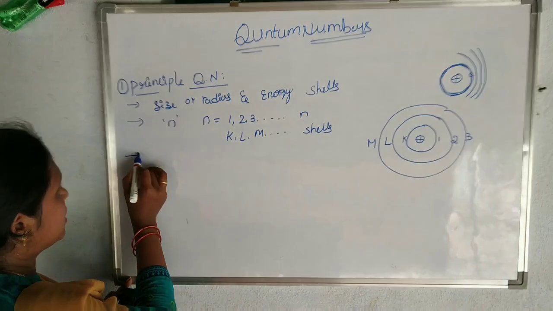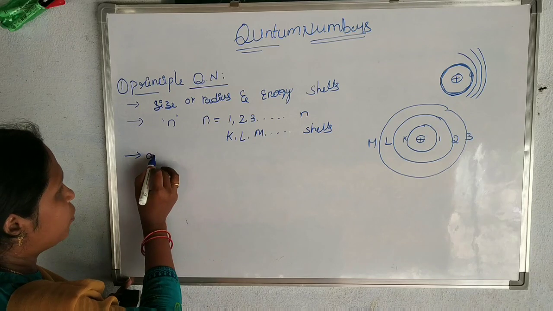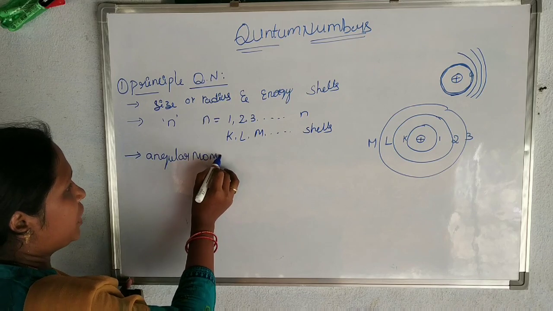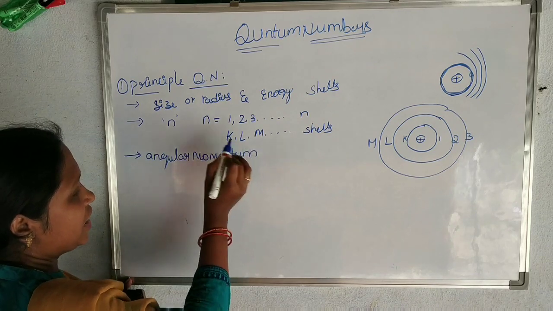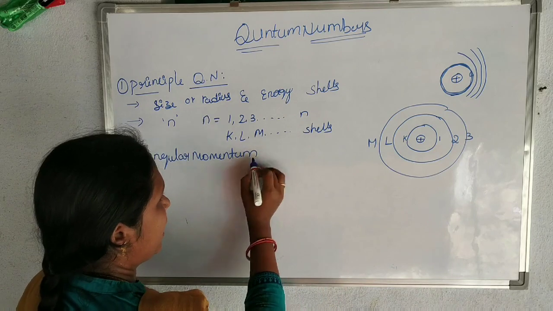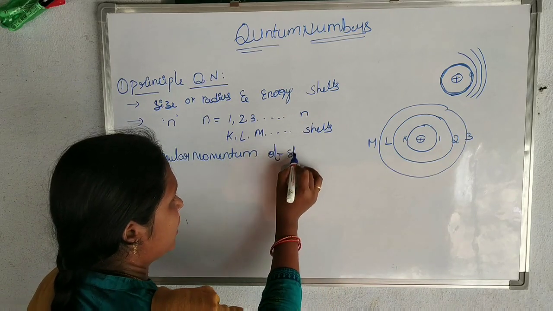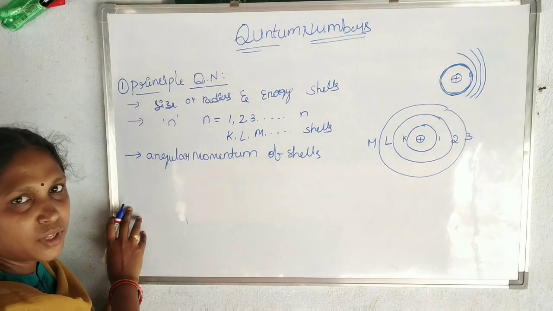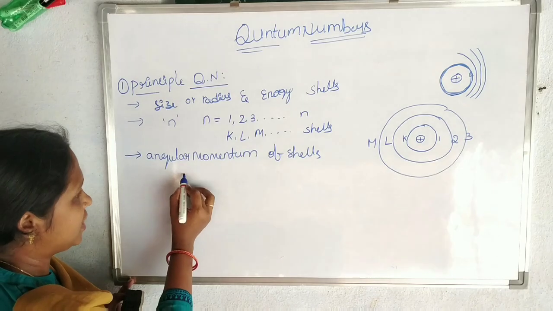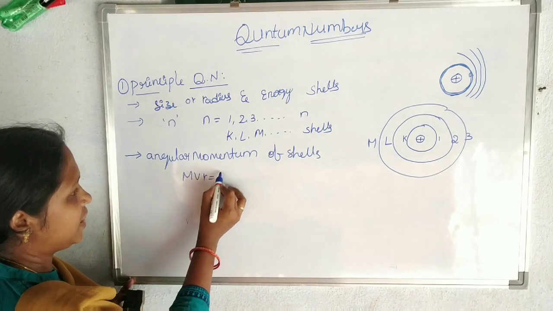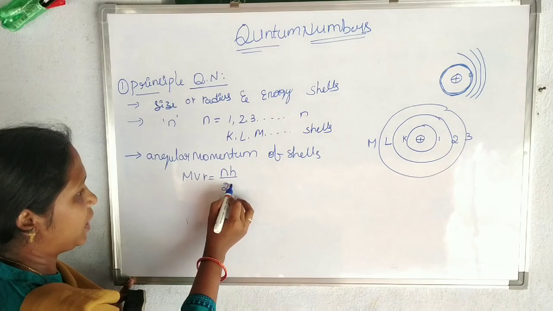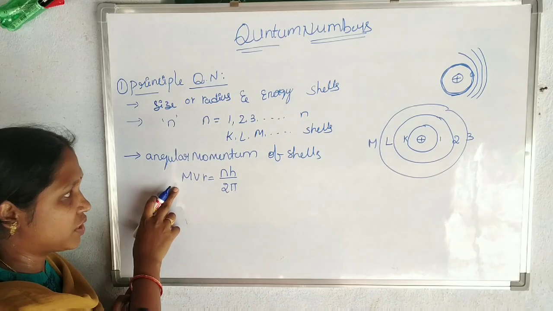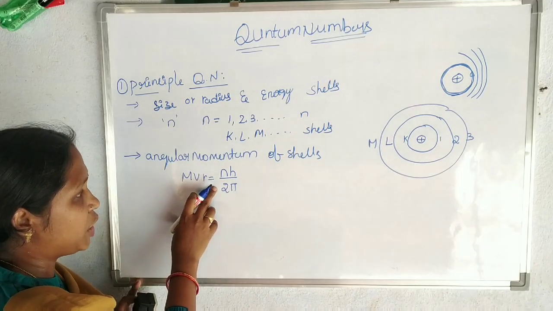It also explains the angular momentum of energy levels or shells. What is the angular momentum? Angular momentum is the product of the mass, velocity and radius. That is equal to nh by 2 pi. It is quantized. Quantized means the value cannot be changed. It is a fixed value. mvr is equal to nh by 2 pi.